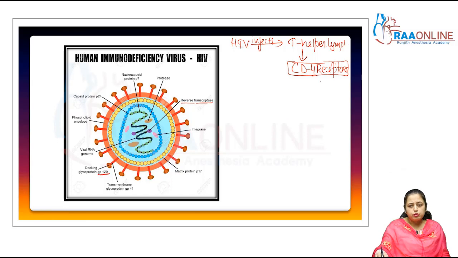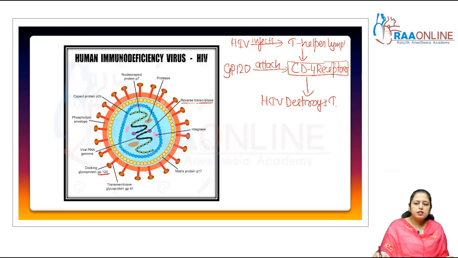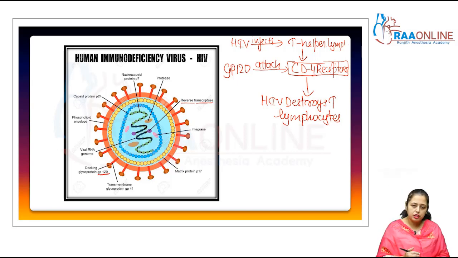So simply, when that GP120 attaches on that CD4 receptor site, what will happen now? HIV progressively destroys the T helper lymphocytes, right? When GP120 attaches to the CD4 receptor site, then HIV destroys the T lymphocytes, right? Now what will happen: if the T helper lymphocytes decrease in amount, then it will be difficult to recognize the foreign antigen for the B lymphocyte, and then the B lymphocyte is not able to produce the antibodies against them, right?